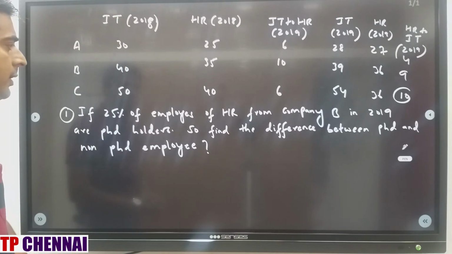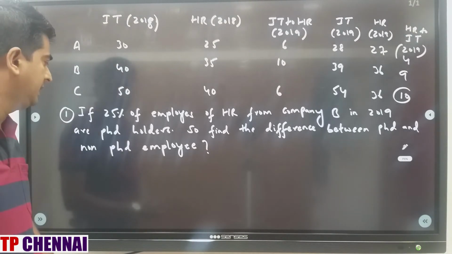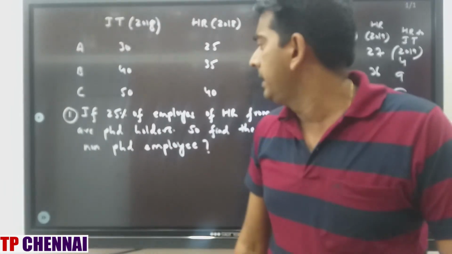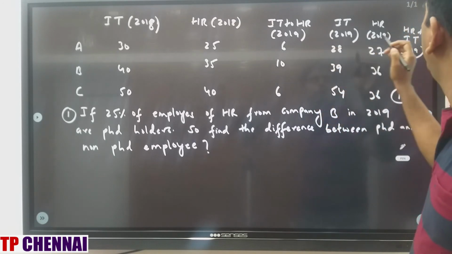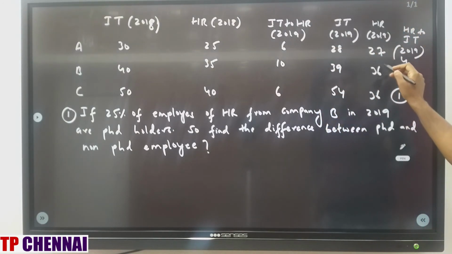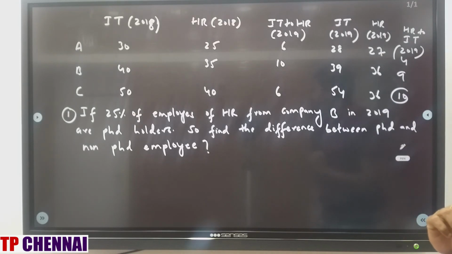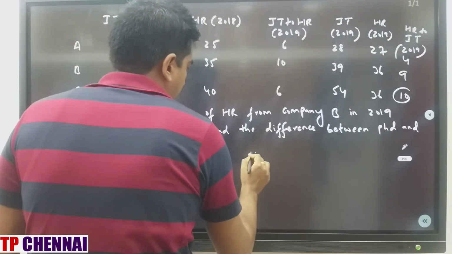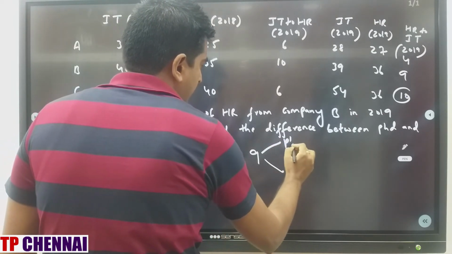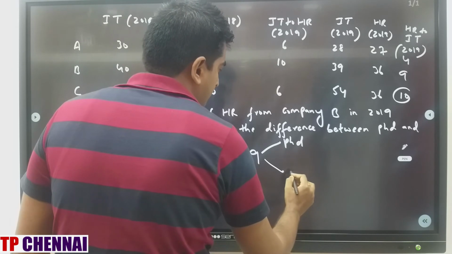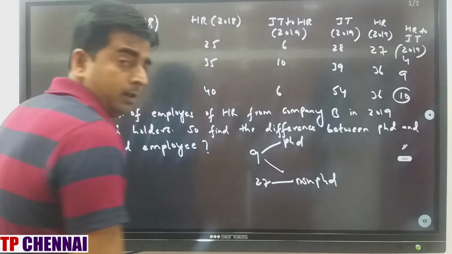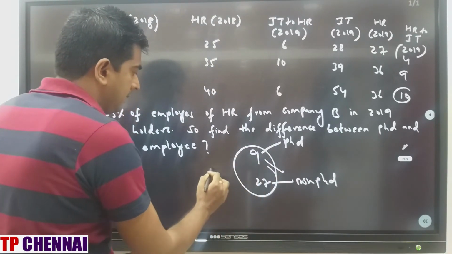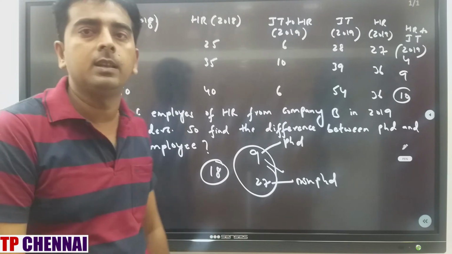If 25% of employees of HR from company B in 2019 are PhD holders, find the difference between PhD and non-PhD employees, right? So what they are saying here, 25% of employees of HR department in company B in 2019. HR in company B in 2019, what is the value? 36. What is 25% of 36? 9. 9 are PhD. Remaining non-PhD will be how much? Total is 36, so 27. Non-PhD. Difference is how much? 27 minus 9, 18. So the answer here is nothing but 18.